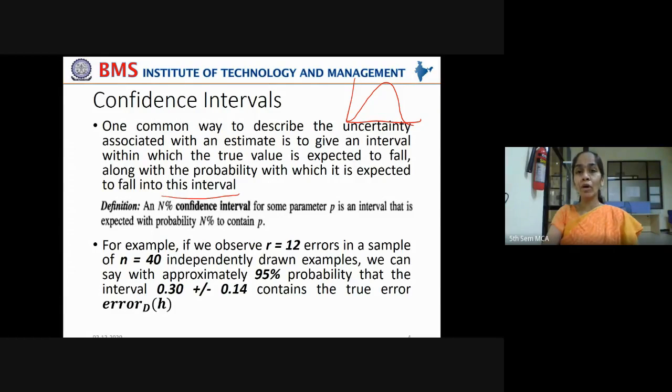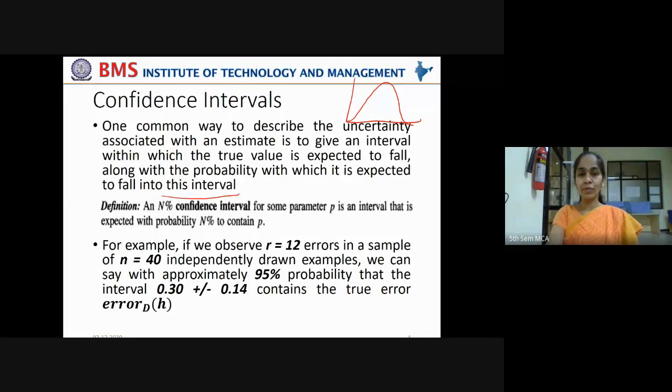5% of the time, I'm not sure whether the true error will be the same as the sample error. 5% I have some estimation error. 5% I'm uncertain about the predictions that are going to be made on the unseen data. 95% I'm sure that the predictions would be correct, but 5% I'm uncertain about the predictions to be made about the new data points by the machine learning model. That is called the confidence interval. 95% I have confidence, so the confidence interval here is 95%.